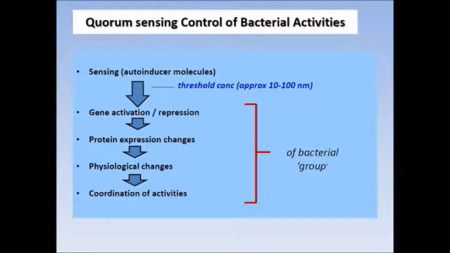Quorum sensing is a multi-step process. First of all, the molecules are secreted by the organism, the bacteria. When they reach a threshold concentration, somewhere in the nanomolar range usually, there is a gene response, usually gene activation, but sometimes repression. This is followed by protein responses and hence physiological changes down the road. In short, as I mentioned earlier, it allows coordination of activities, and it allows the bacteria to now start acting as a coordinated group rather than a bunch of individuals out for themselves.